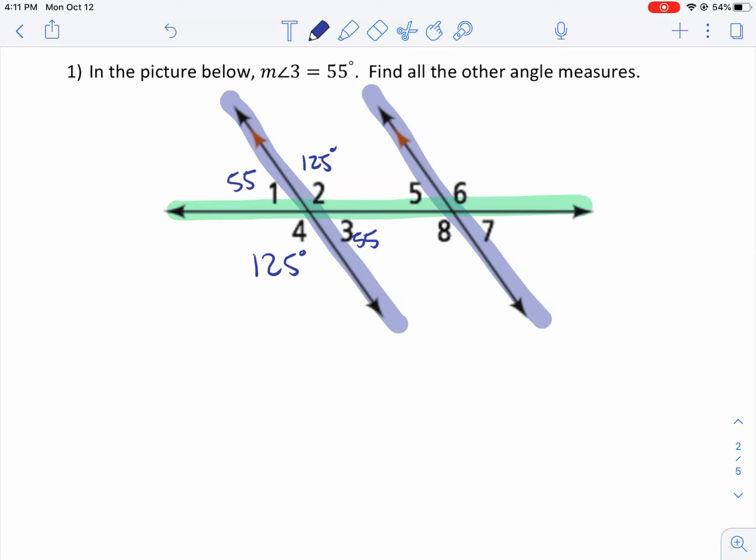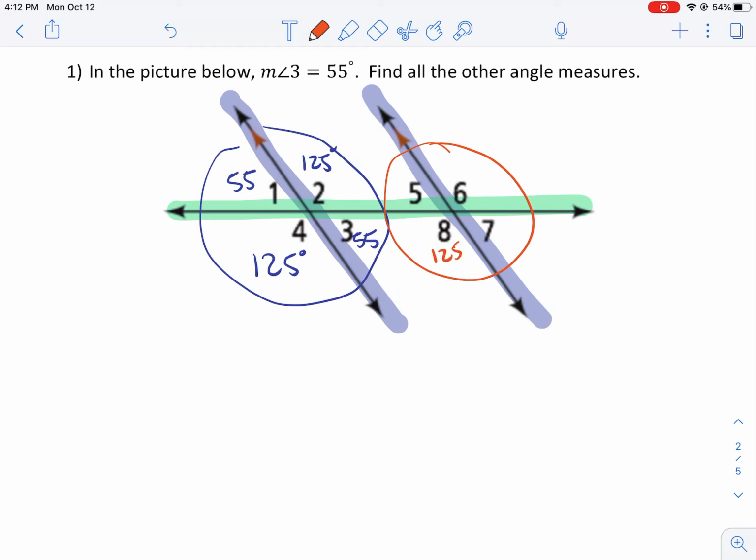But now we have this great feature that because we have parallel lines that have been cut by a transversal, these angles here on the left are able to now be related to these angles here on the right. Okay, so for example, angle 4 and angle 8 are corresponding angles. So corresponding angles theorem says that they will be congruent when parallel lines are cut by a transversal, so I know that angle 8 is 125.